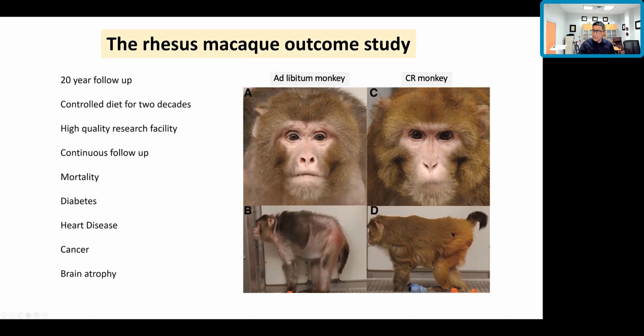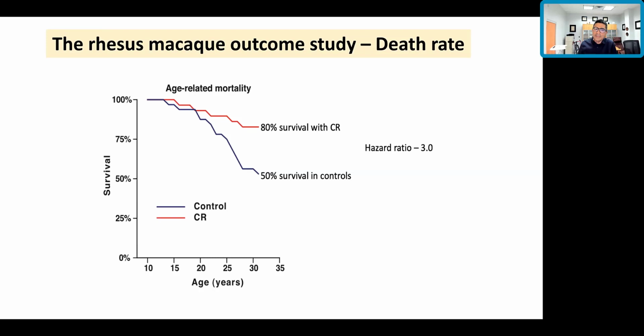But I guess you guys don't care about all of this. What you want to know is, did they live longer? And if you looked at age-related mortality, not mortality that was as a result of injury or surgeries, this is in blue, the monkeys that were fed as much food as they wanted, 50% of them were dead by about 20 years of follow-up.